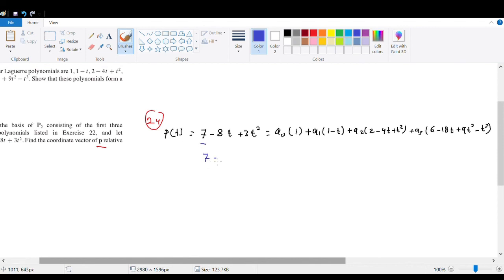So 7 is equal to a0 plus, here we have a1, here we have 2a2, then we have 6a3. Then for the coefficient of t, here we have minus 8. So minus 8 will be equal to minus a1, then minus 4a2, then we have here minus 18a3.